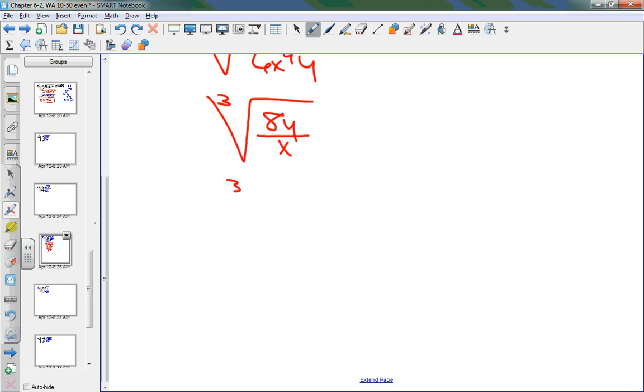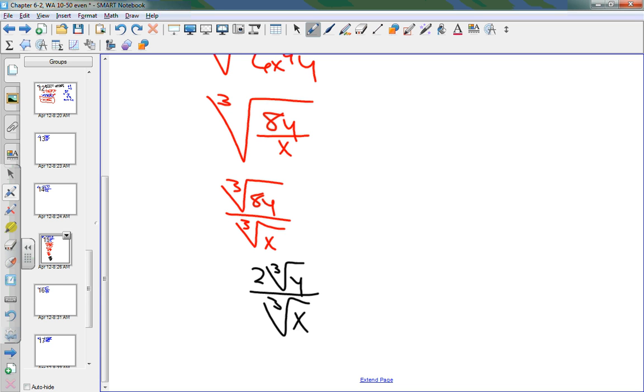I know, it ain't nice. Now, I have a problem. What is the cube root of 8? 2. Can I take the cube root of y? No. So I'm going to put 2 times the cube root of y over. Can I take the cube root of x? No. Here is where things get jacked up for y'all.